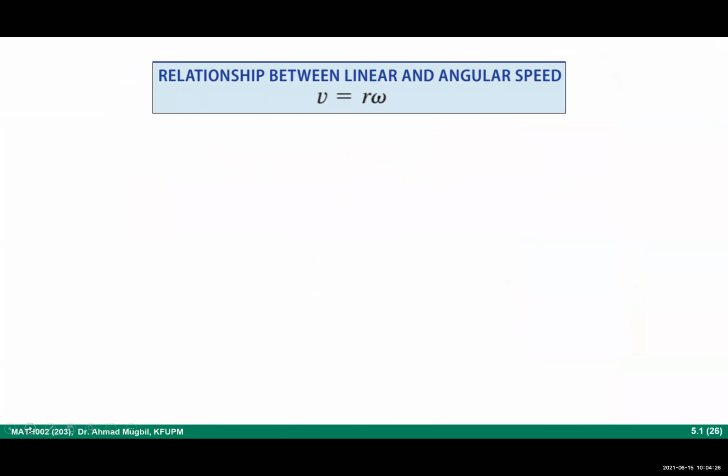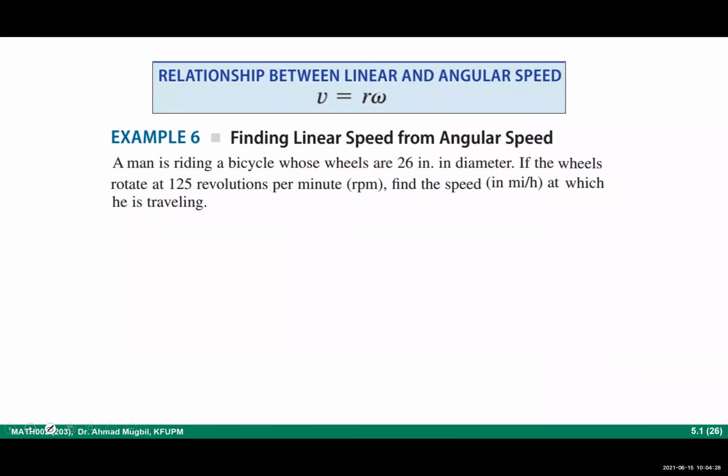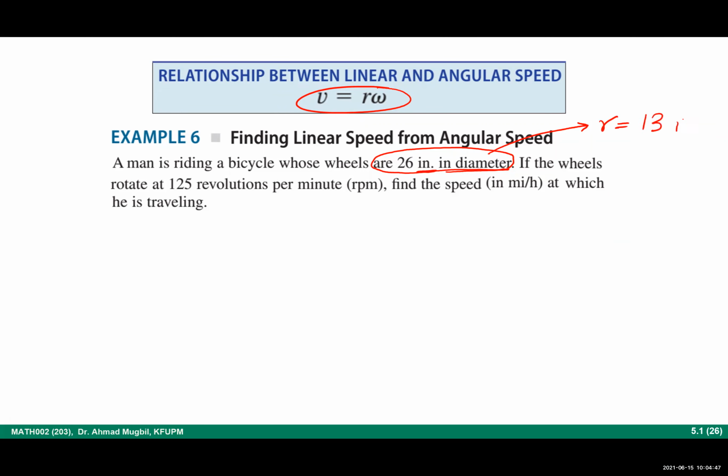Let's now take another example. I think it is important. I mentioned this before. A man is riding a bicycle whose wheels are 26 inch in diameter. What can we obtain from here, guys? The radius is 13 inch. The radius is half of the diameter. You are right. If the wheels rotate at 125, so we have 125 revolutions per minute.